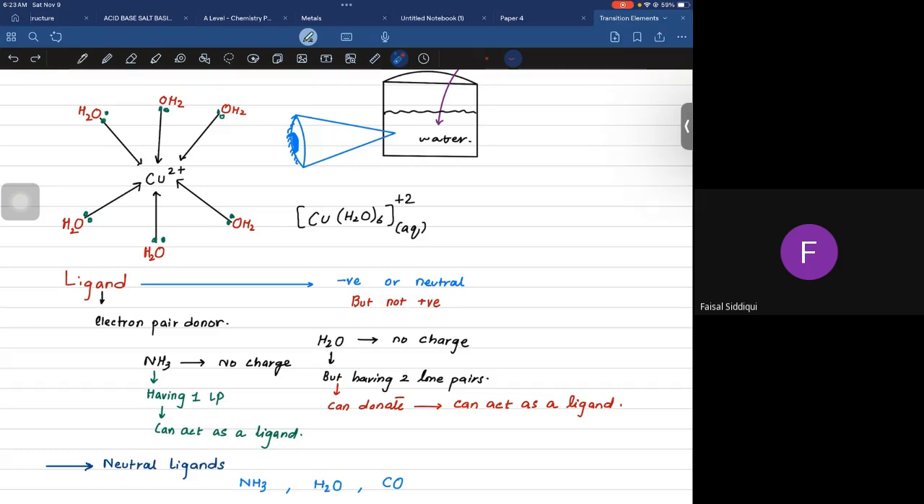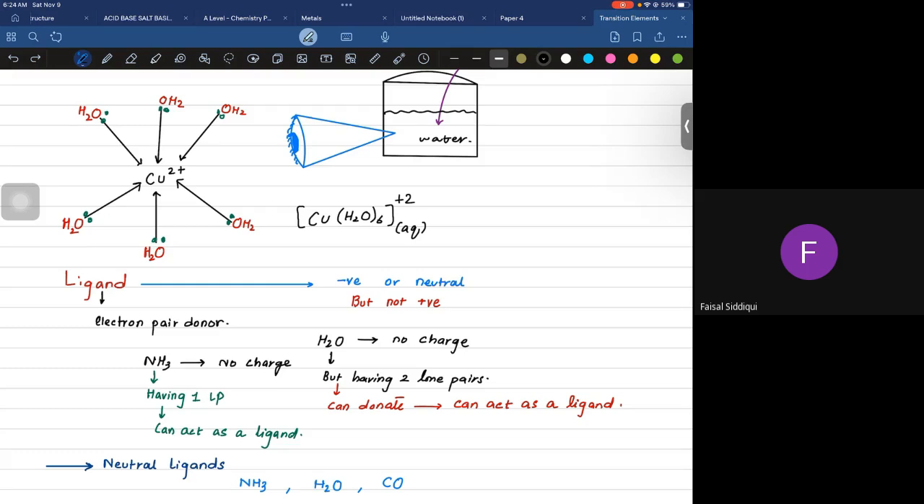It will vary case to case. Before going into detail, I want to tell you about each and everything so that what comes later becomes a little easier for you. There are some terms that you need to know. What is coordination number, I told you. Now, what is a ligand?